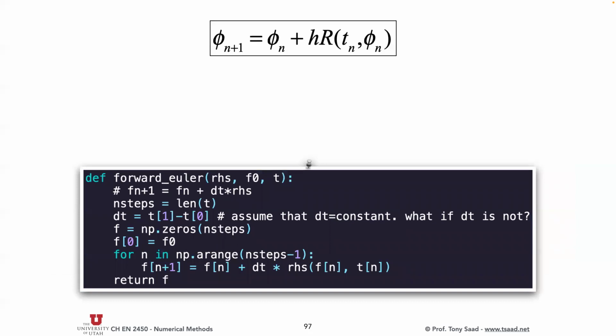So this is one version of the algorithm. Define forward Euler, give it right-hand side, f0 and t. This is a reminder of the formula that f n plus 1 is f n plus dt times right-hand side. First, I grab the number of steps, which is the length of the time array. So how many points do you have in that time array? Then I calculate my time step size. I deduce it from the difference between any two points in this time array. Here, I'm assuming that the time step size is constant. If it's not constant, you need to do something else. You cannot just do this. You would need to infer delta t further down.